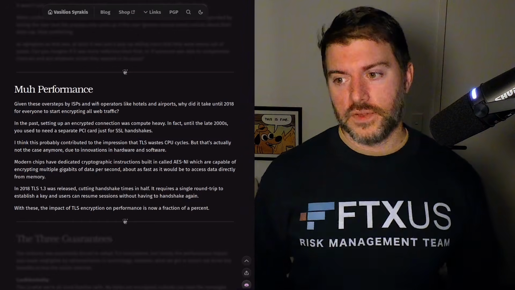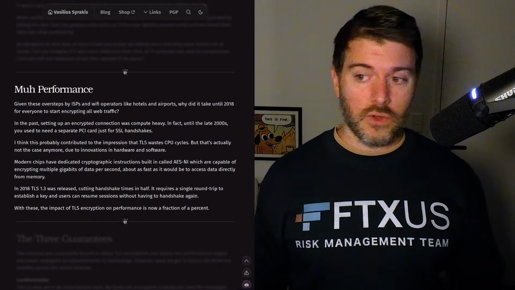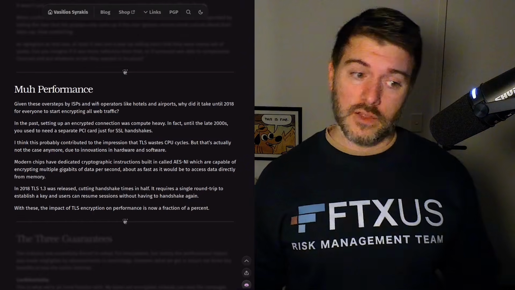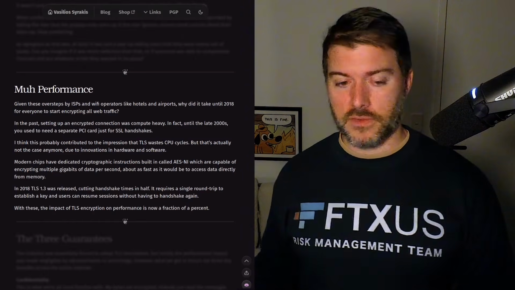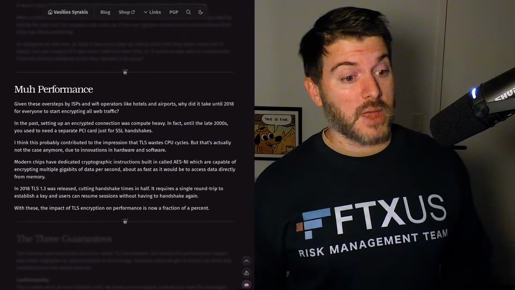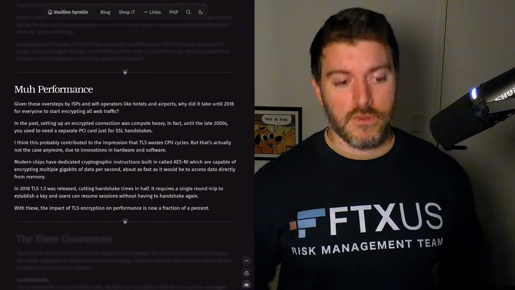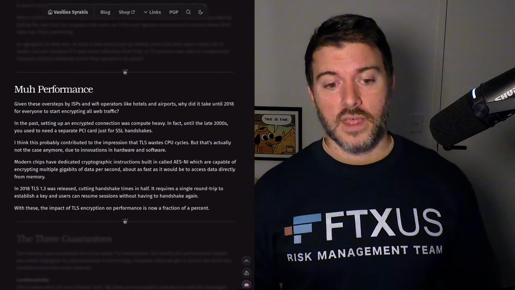And then on the software side of innovations, we have TLS 1.3, which not all clients on the internet are using. A lot of proxies may offer 1.3, but clients may choose something else like 1.2, or in some cases even 1.1. However, in TLS 1.3, they cut the handshake times in half.